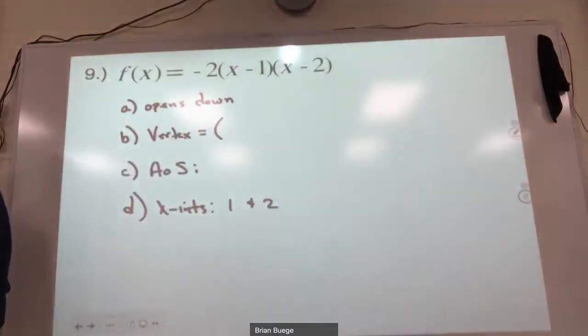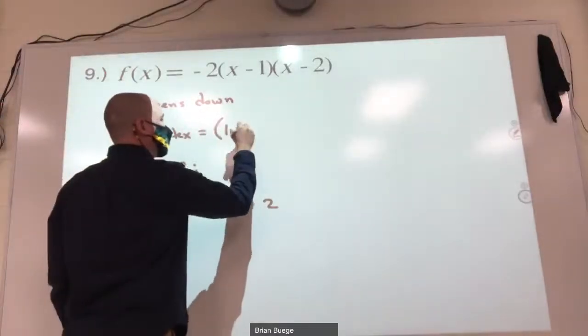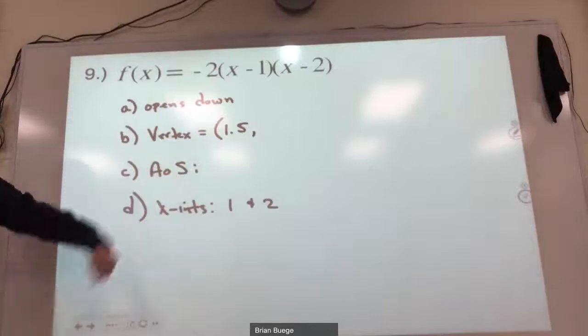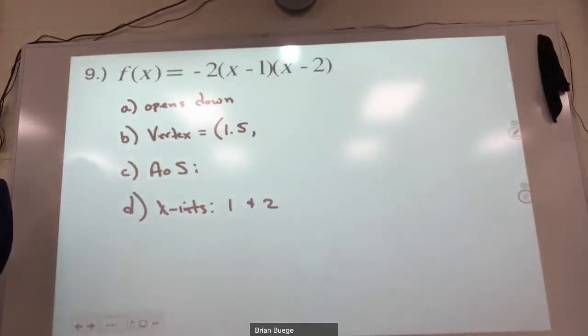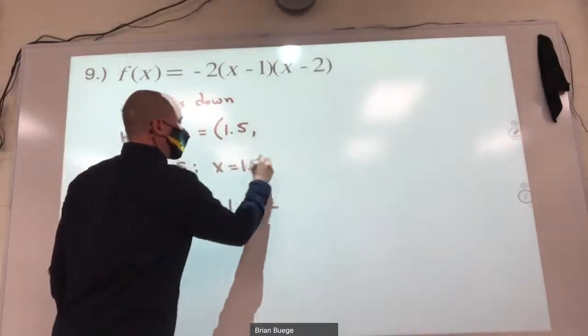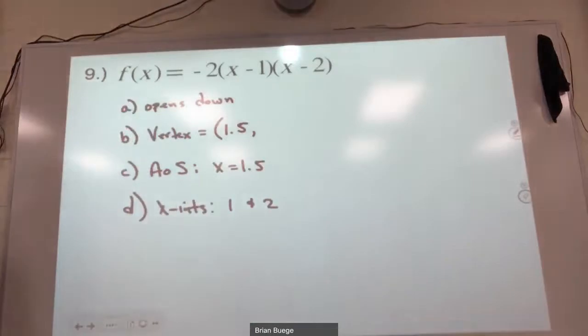Which means, where's the x-coordinate of the vertex? 1.5. 1.5, yep, right in the middle. Which means, as long as we're on this connections, what's the axis of symmetry? 1.5. X equals 1.5 is the equation. X equals 1.5 is your axis of symmetry, that equation. Okay, that's your line of reflection.